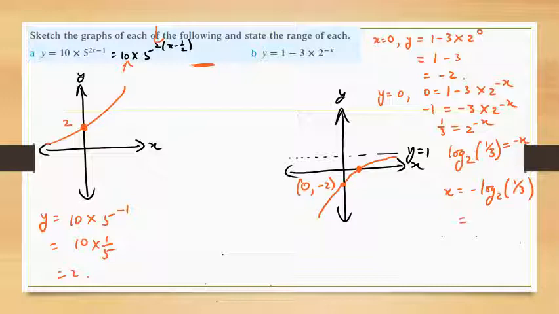However, log base 2 of 1/3 gives us negative log base 2 of 3 to the power of -1, which means we can take the negative outside, so we have log base 2 of 3. If you're asked to leave it in exact form, that's what you would leave it as. Otherwise, you would normally be asked to answer it in decimals.